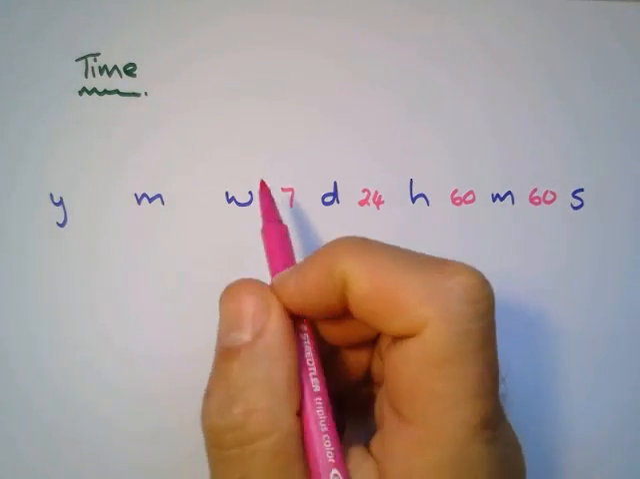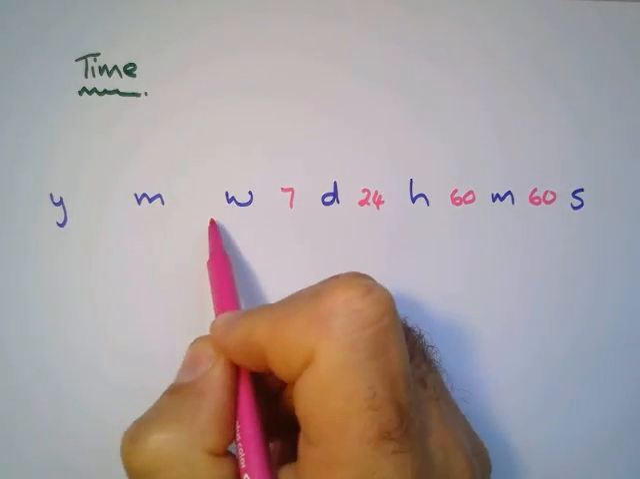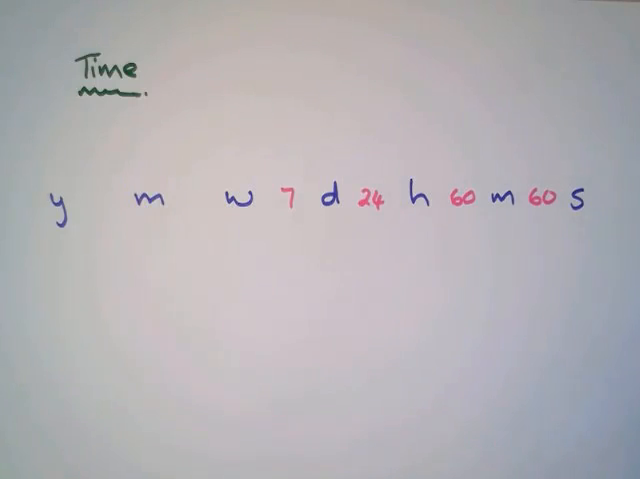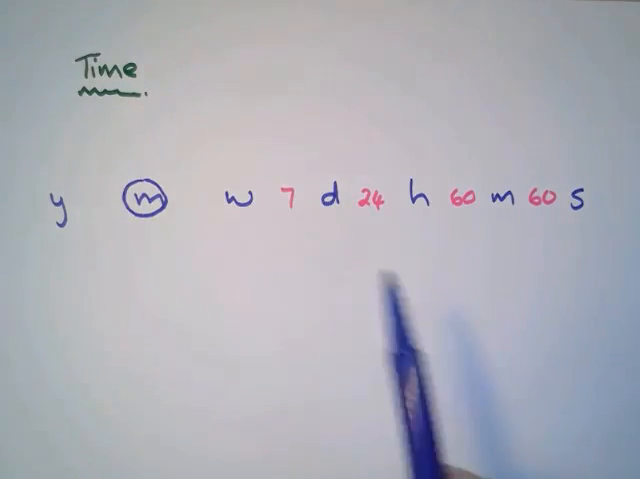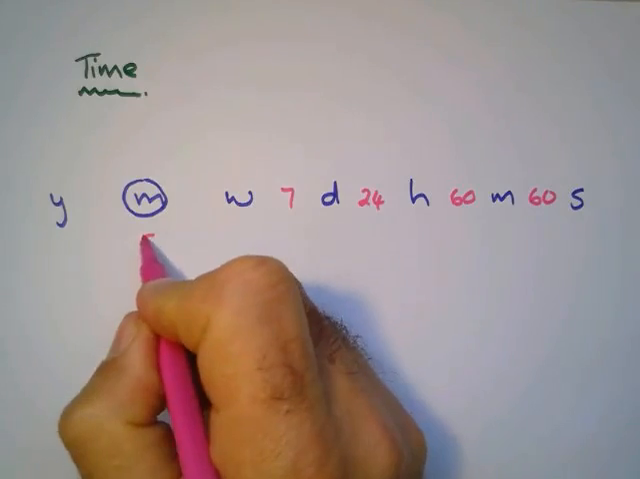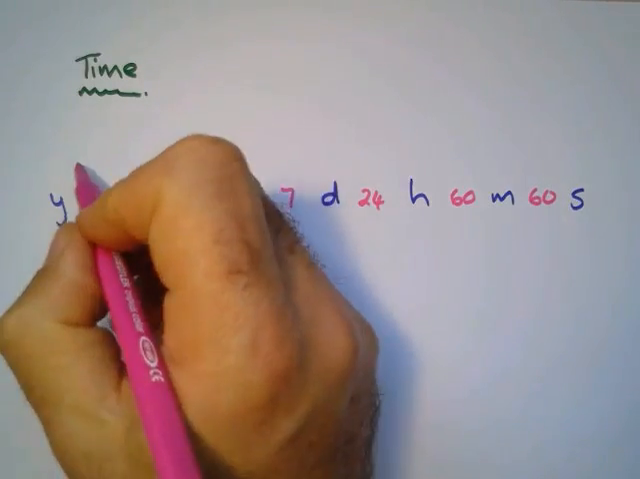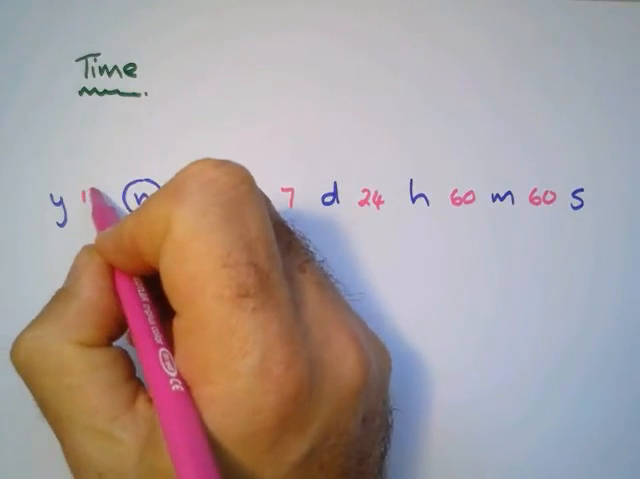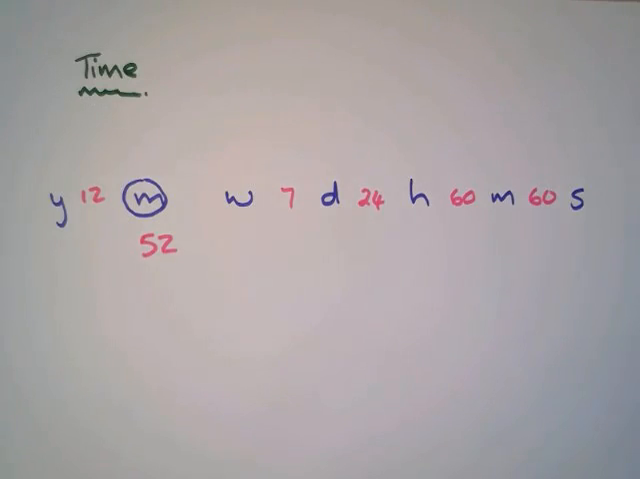From weeks to months is pretty hard, so we're not going to have anything between weeks and months, because every month has different weeks. I'm just going to circle this because we're not going to use it. We're going to say there are 52 weeks in a year and 12 months in a year. So we can't put weeks to months.